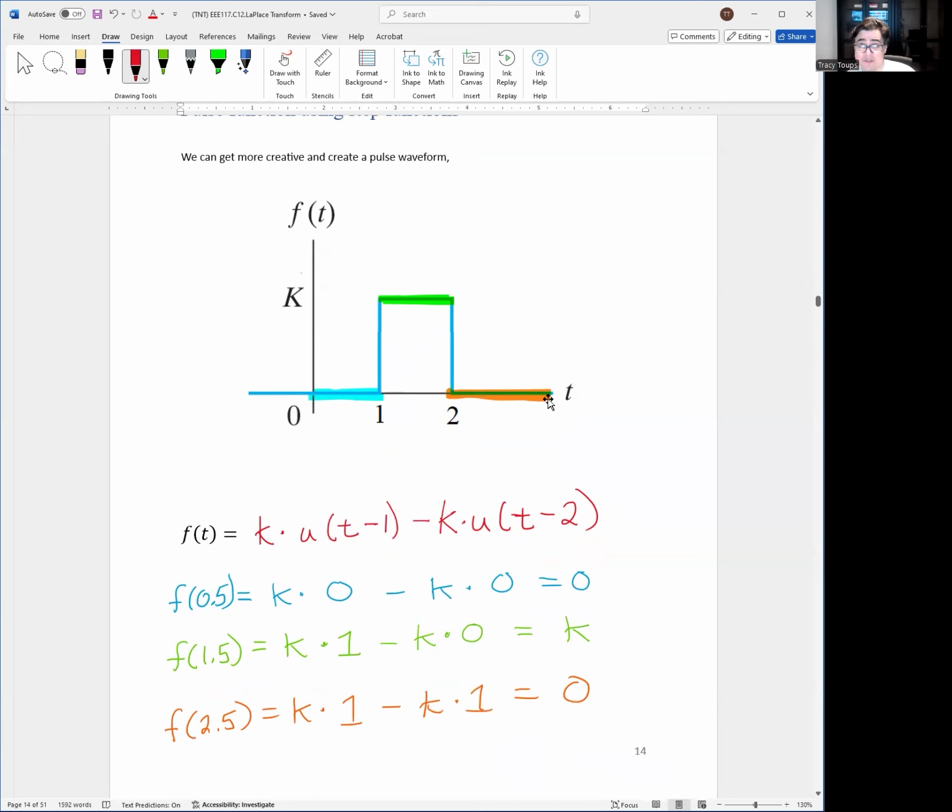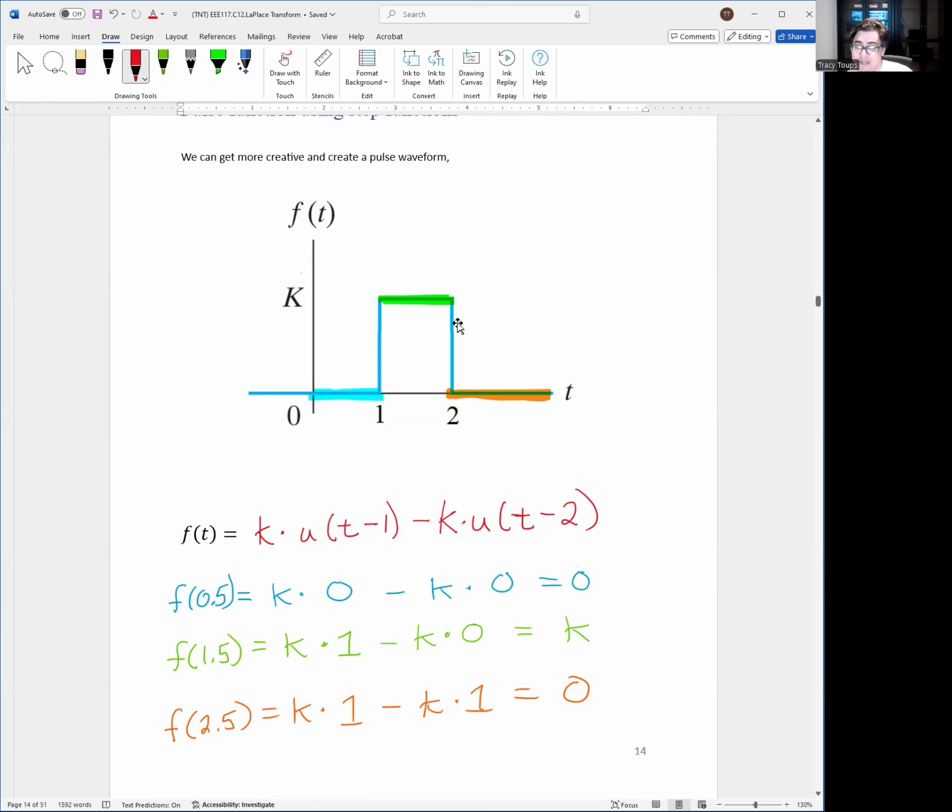Okay, how do I do this? Well, mathematically, we could represent this as a value of k times u of t minus 1. So the first k times u of t minus 1 is this part turning on. See at 1 how it turns on? That's what this t minus 1 is. Okay. Now, once everything is on, this is now k value.